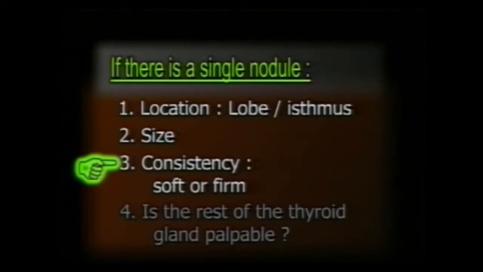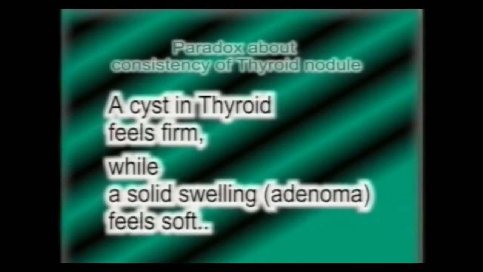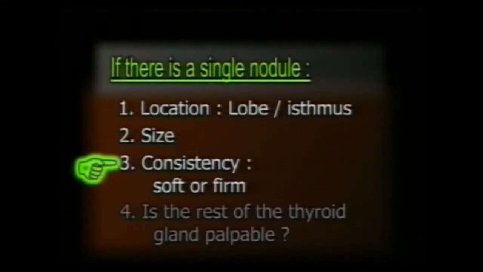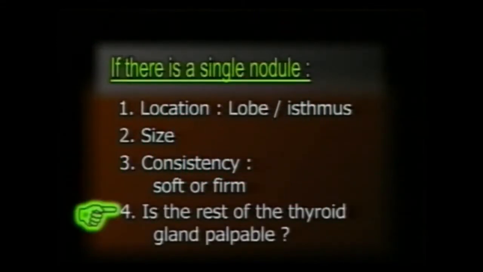A paradox about the consistency of thyroid nodules should be noted and remembered here, that a cyst in the thyroid feels firm, while a solid swelling, that is an adenoma, feels soft. Because adenomas, being highly cellular, are soft, while cysts with fluid under tension feel firm as compared to the normally soft thyroid. After palpating the nodule, try to palpate the rest of the thyroid gland.